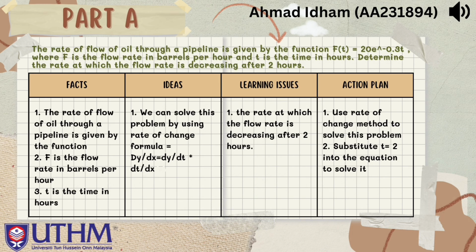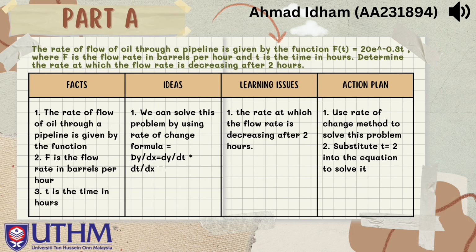Today, I will present about the filler table for part A and part B. For part A, the rate of flow of oil through a pipeline is given by the function F(t) equals 20e to the power of negative 0.3t, where F is the flow rate in barrels per hour and t is the time in hours. Determine the rate at which the flow rate is decreasing after 2 hours.